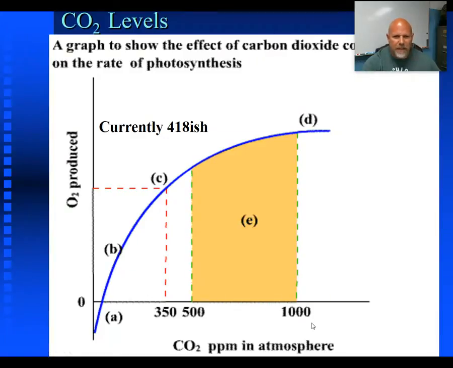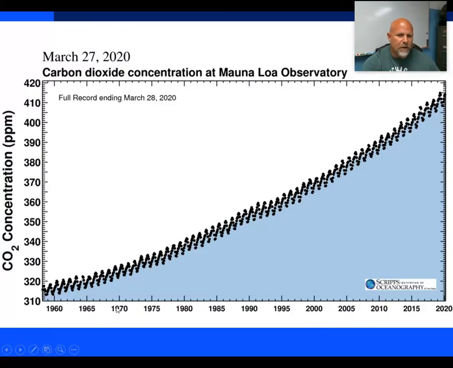You can see over the past 150, or not 150 years, but about 65 years or so. I believe this started in the 1950s. They started keeping track of carbon dioxide. And you can see our carbon dioxide levels on our planet have gone up quite a bit. They're over 400 parts per million now.